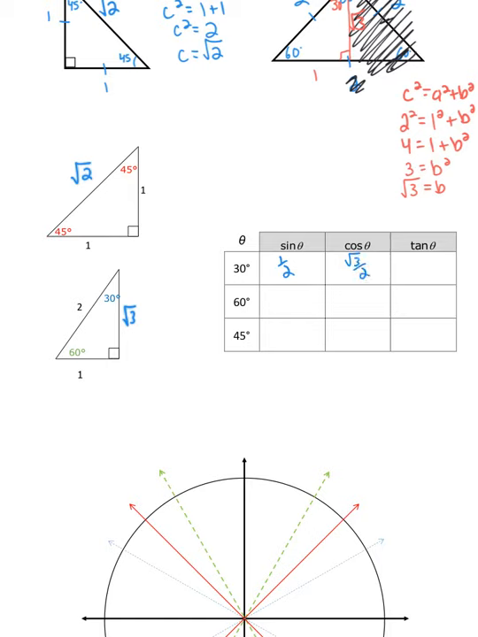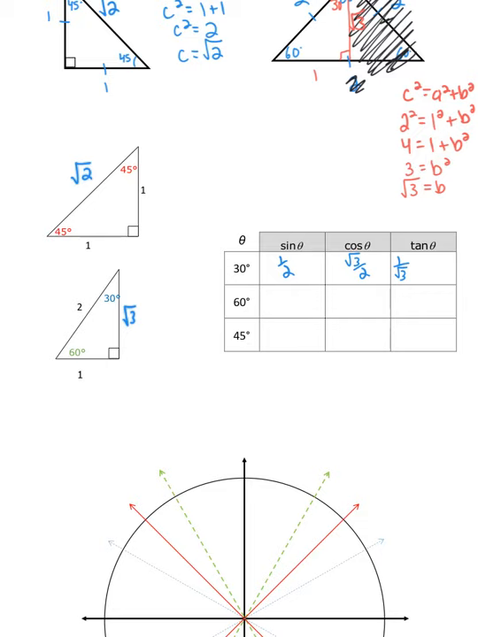And then I want tan of 30 degrees. So now I want the opposite over the adjacent. So that's 1 over root 3. And you can leave your answer as this. I'm happy with that answer. But the textbook might look different.